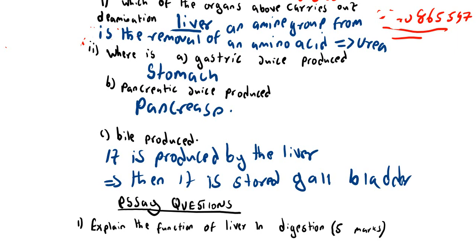But you need to understand one simple thing that I can end with here. It is the composition of bile. So bile is composed of what is known as bile salts. The question is, what is the function of bile salts? Bile salts are the ones that break down large fat droplets into smaller ones, so that the enzyme lipase can easily work on the lipid molecules.